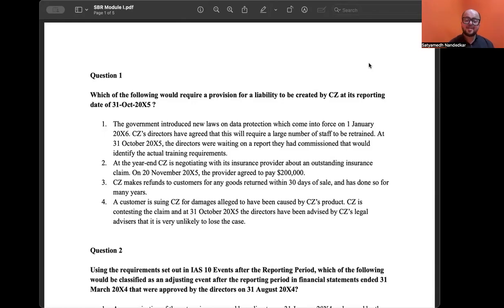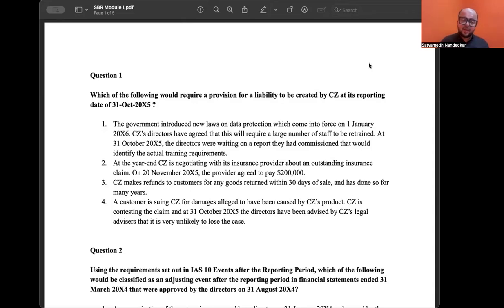Here, the directors are still waiting for the report on 31st of October. So you don't know exactly what the training requirements are going to be. Therefore, you don't know the amount of outflow for training requirement payment that would have to be made. So even if you are spending on a trainer, you don't know what all areas he is going to train the staff on, and you don't know how much money you have to pay him. So a reliable estimate of the obligation cannot be made, and that is why it is not possible for us to create a provision with respect to the first part.